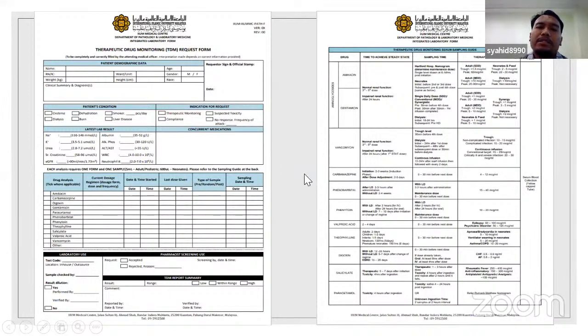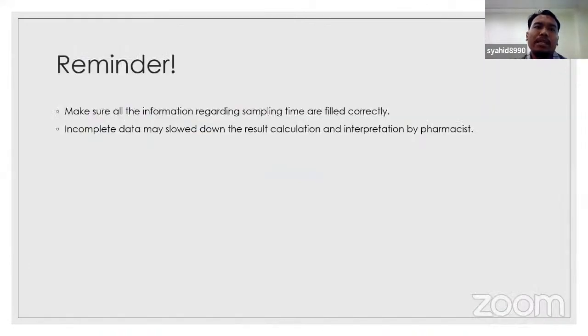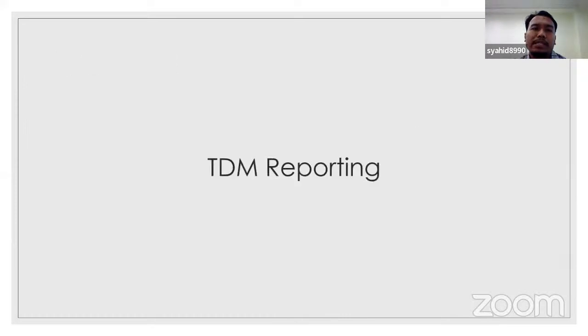Okay, as you can see, the right side is the back of the form. Here we already provide a serum sampling guide. So from here you can refer, and if there is anything you want to confirm, you can call me back later. Reminder: make sure all the information regarding sample time is filled correctly. Incomplete data may slow down the result correction and the interpretation by pharmacists.